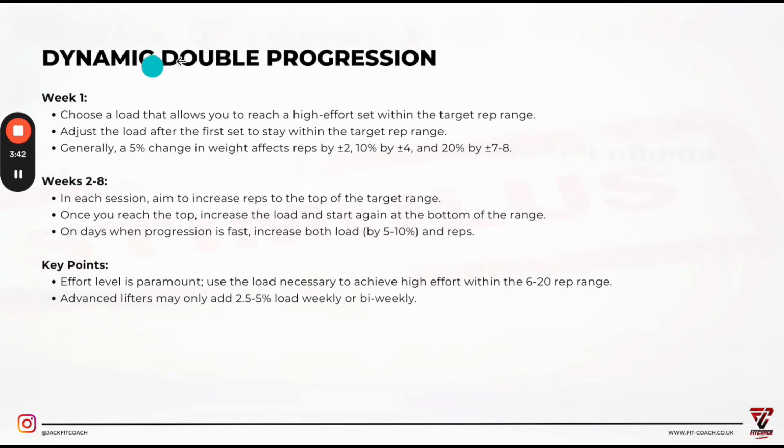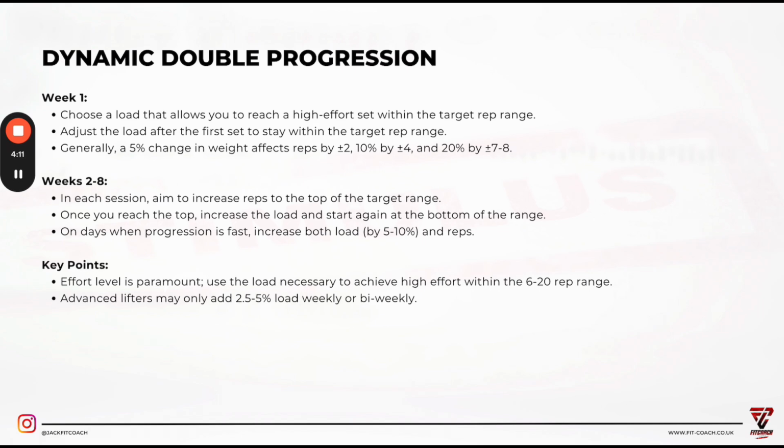So again, dynamic double progression. In week 1, we want to begin by selecting a load that allows you to reach a high effort set within your target rep range. So let's say, for example, you're aiming for 6 to 9 reps. We want to adjust the load after the first set to remain within this range. So keeping in mind that a 5% change in weight typically affects around plus or minus 2 reps. 10% is about plus or minus 4 reps. 20% is about plus or minus 7 to 8 reps.